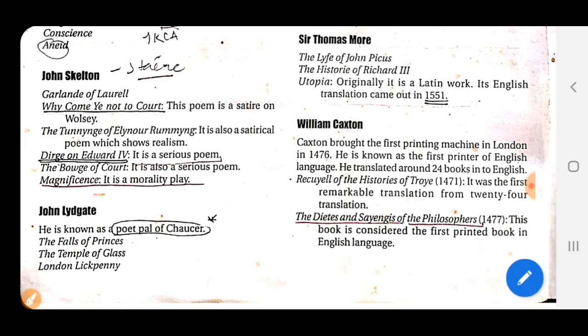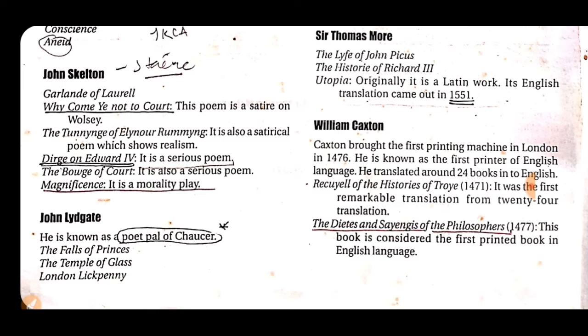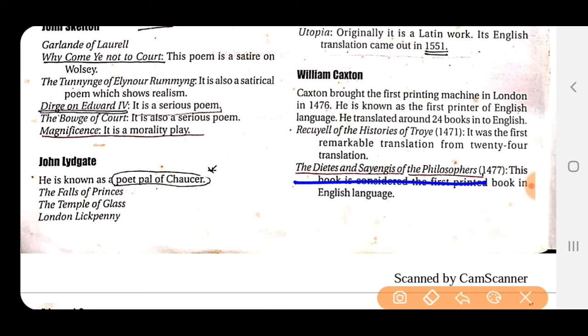Recuyell of the Histories of Troy, 1471. It was the first remarkable translation of his 24 translations. The Dictes and Sayings of the Philosophers. This book is considered the first printed book in English literature. So remember this one.